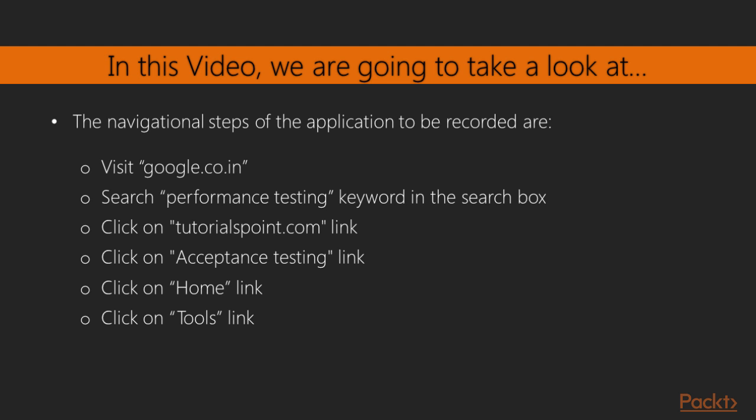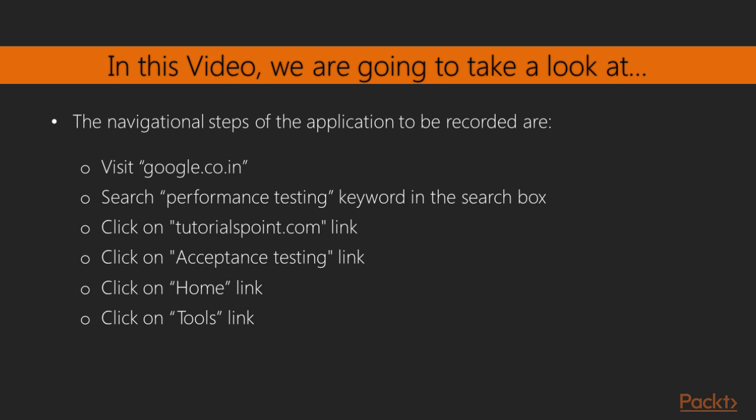We had seen the navigational steps of our sample application in the last video, and I will summarize them once again now. The steps to be recorded are: Step 1, visit google.co.in. Step 2, search performance testing keyword in the search box. Step 3, click on tutorialspoint.com link. Step 4, click on acceptance testing link. Step 5, click on home link. And step 6, click on tools link.